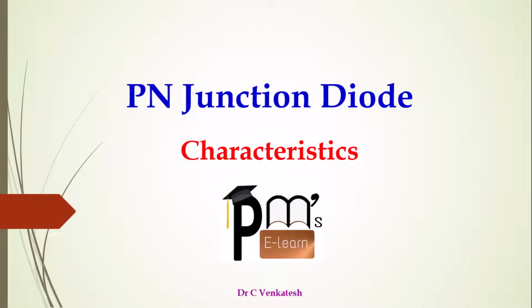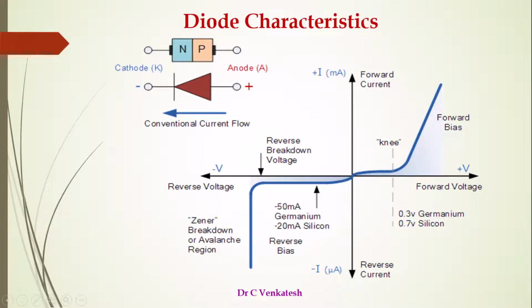Now we are going to see PN junction characteristics. We have already discussed biasing, forward bias, reverse bias. Now we are going to see characteristics of a PN junction diode. Diode characteristics.